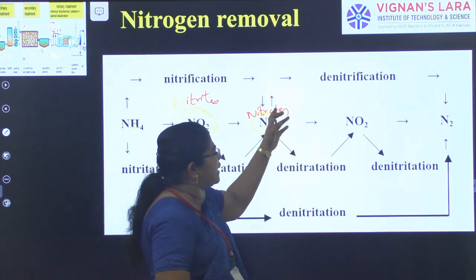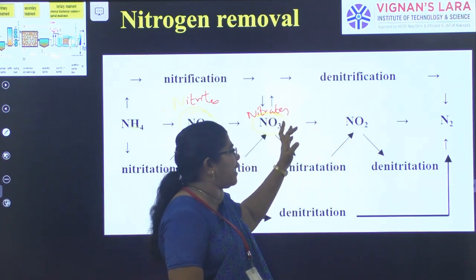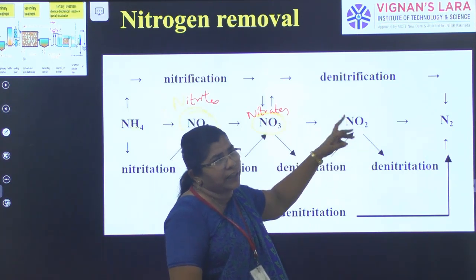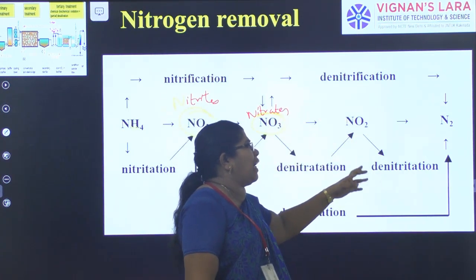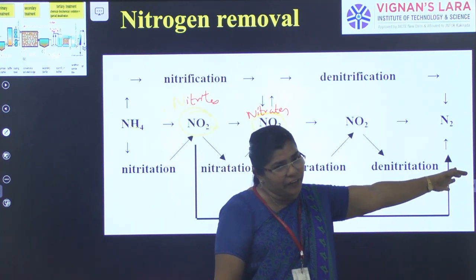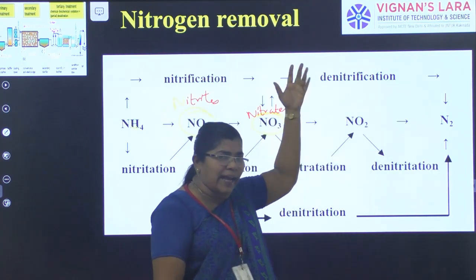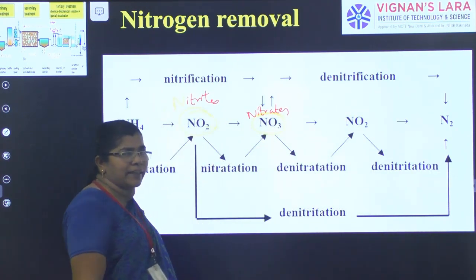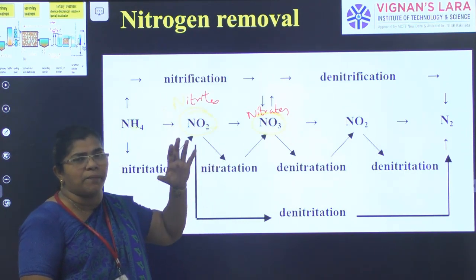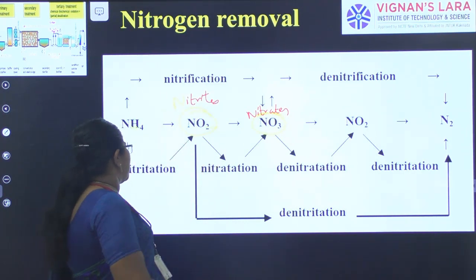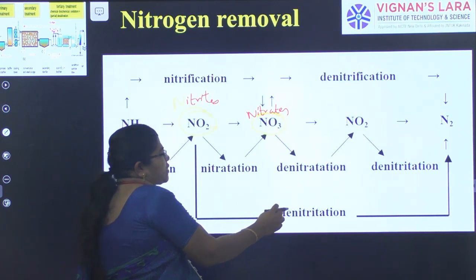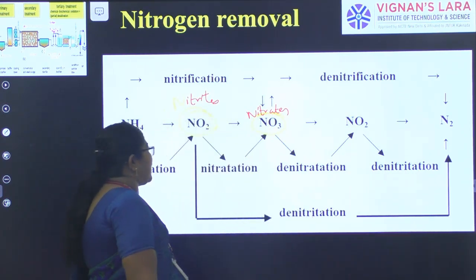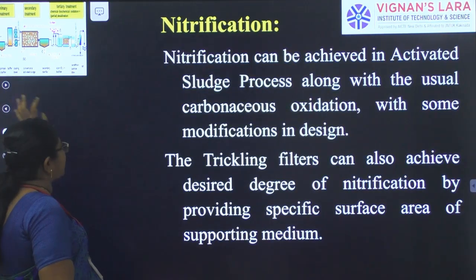These nitrates, in the absence of oxygen, are converted into NO2, that is nitrogen oxide, and further divided into nitrogen and oxygen gas, and it will be released into the air. So this is called the nitrification process, and this process we call the denitrification process.